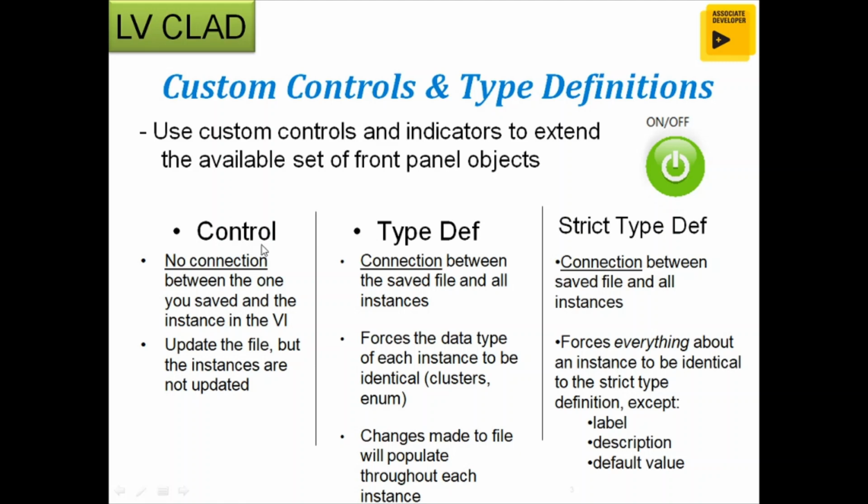If you are using control mode, what will happen? If you take a duplicate copy, they are independent. If you change the source control, the duplicate copy is never updated. With a normal type definition, you can add a number of cases in the enum and cluster, that is possible. Strict type definition can be used for updating the background color and this customized icon. So if you want to update all the instances, like when cases increase, you can use the type definition, and with strict type definition you can change everything except the label, description and default value.